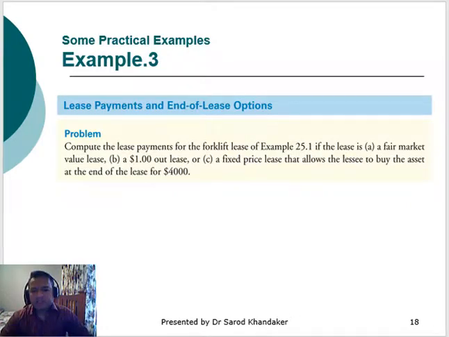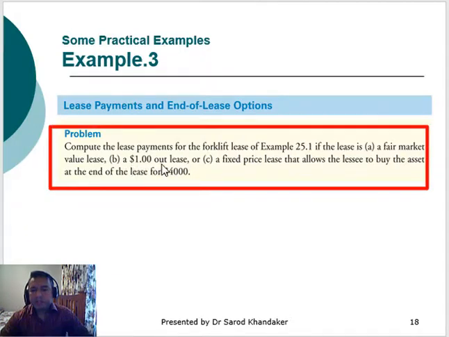In this slide, there is an example about the lease payment and the end of lease options. Compute the lease payment for the forklift lease from the previous example. A. If the lease is a fair market value lease. B. A $1 out lease. C. A fixed price lease that allows the lessee to buy the asset at the end of the lease for $4,000. So there are three options: number 1 is the fair market value lease, number 2 is the $1 out lease, and number 3 is the fixed price lease with the purchase option of $4,000.